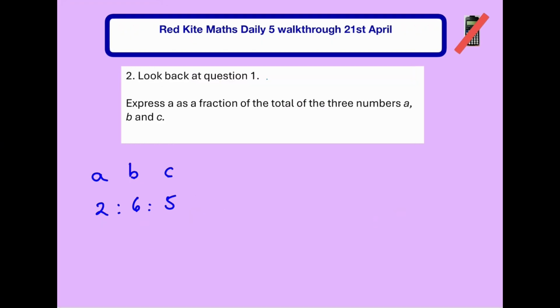Next it says, look back at question 1. Express A as a fraction of the total of 3 numbers A, B and C. Okay, so I've put my final answer, my answer to number 1, here. So we've got to express A as a fraction of the total of the 3 numbers. So if we add up the total of the 3 numbers, 2 add 6 add 5, then we get to 13. And then we've got to express A as a fraction. So we literally just put 2 over 13.